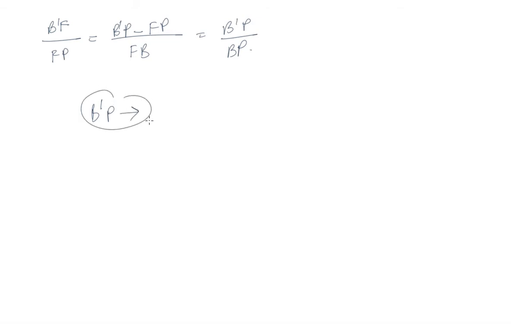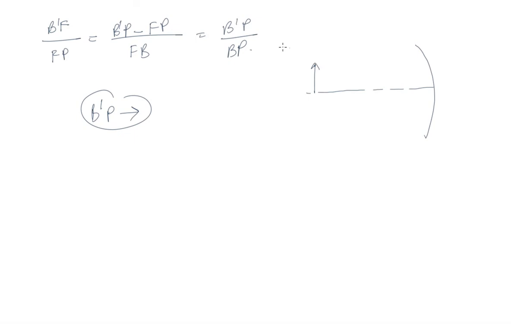We see that B'F upon FP is equal to (B'P minus FP) upon FP, which is equal to B'P upon BP. Now, if you look, what is B'P? We had named B'P as U, but see, this was our original diagram.